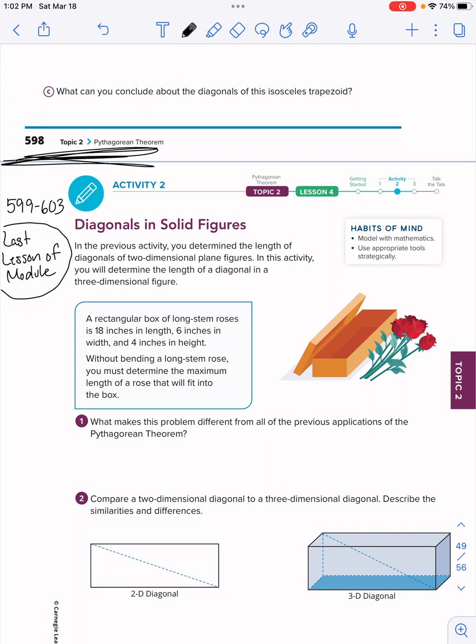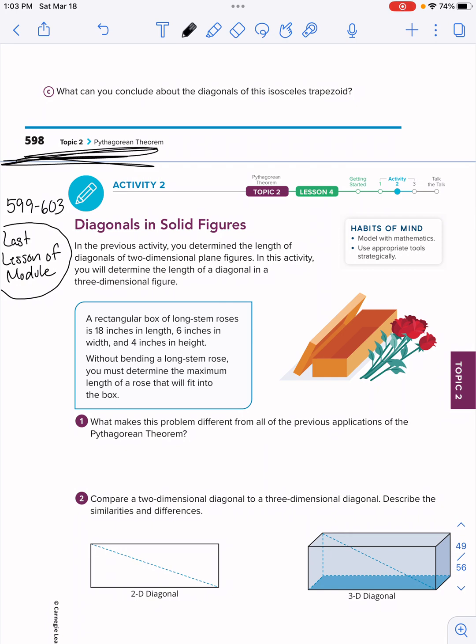It says a rectangular box of long-stemmed roses is 18 inches in length, 6 inches in width, and 4 inches in height. Without bending a long stem rose, you must determine the maximum length of a rose that will fit into the box. Okay.